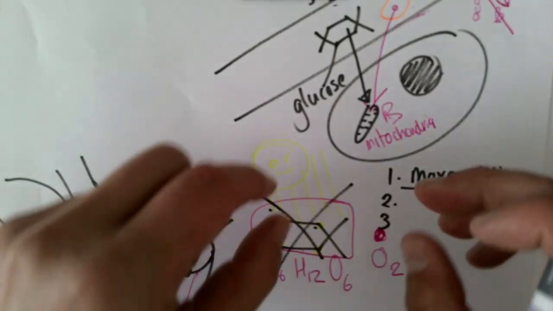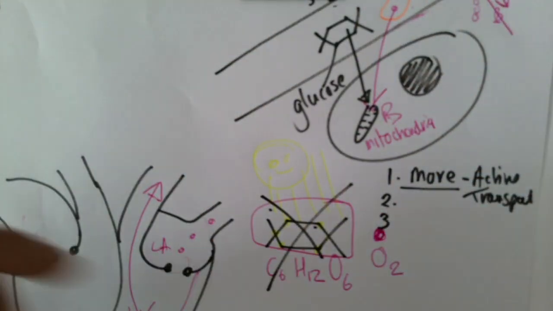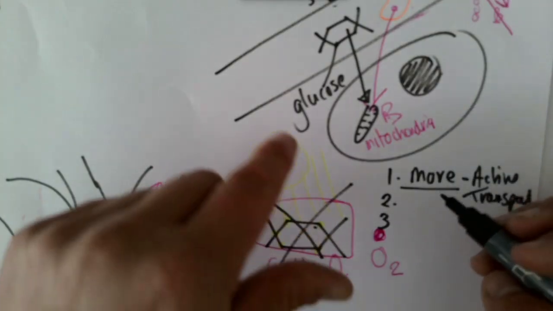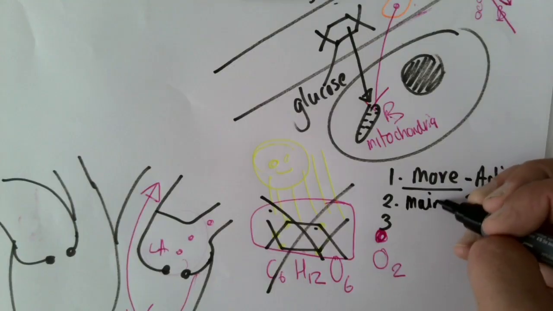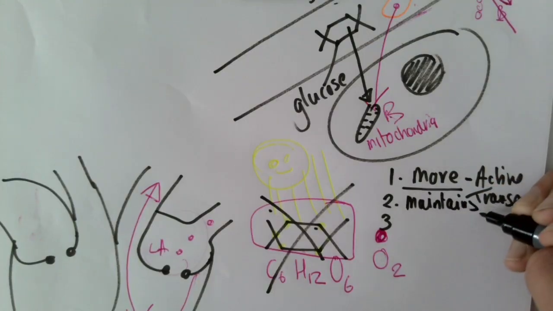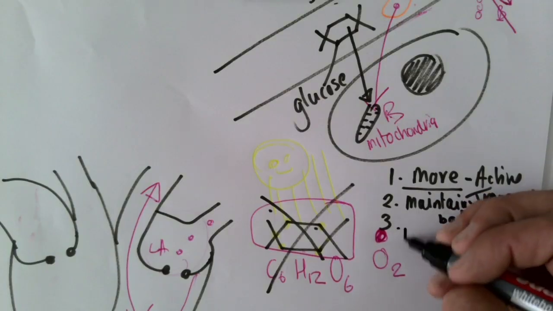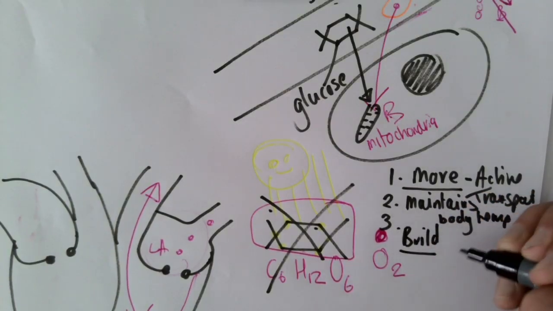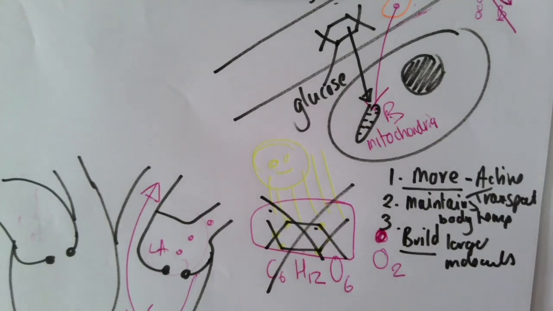The energy that's released provides a warmer environment. It gives off its exothermic heat, and therefore it maintains body temperature, which is 36.7. And also, it allows the cell to build larger molecules. So what do I mean by that?